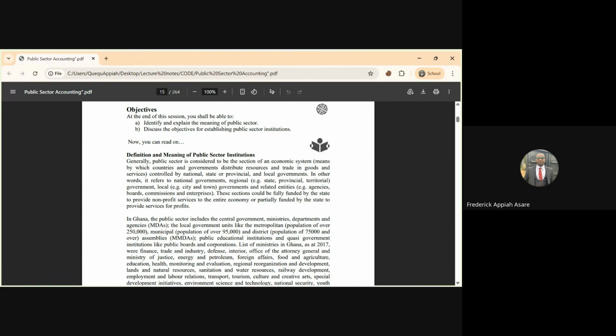There are a series of public sectors in Ghana. We can have the central government, we can have the MMDAs, that is the metropolitan, municipal and district assemblies. They are all public sector. Some do operations and generate money. Others do not operate, but they get some subsidies from the government in order to fund their operations.